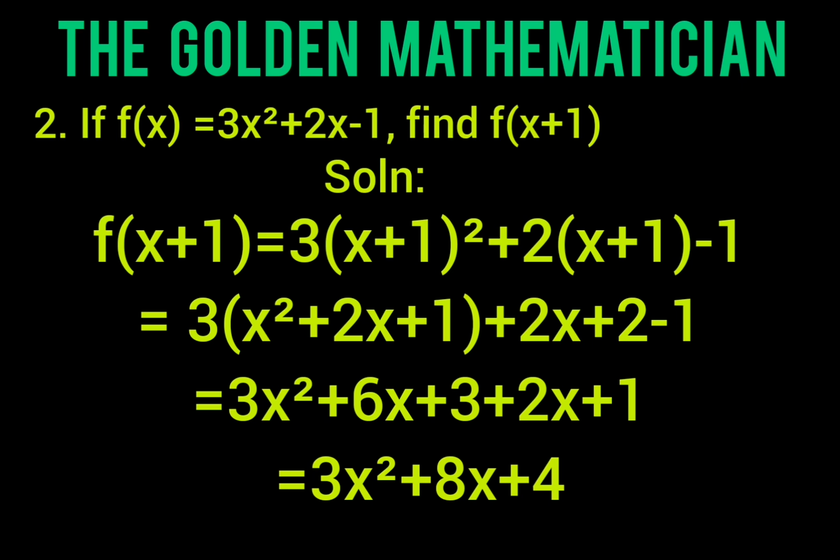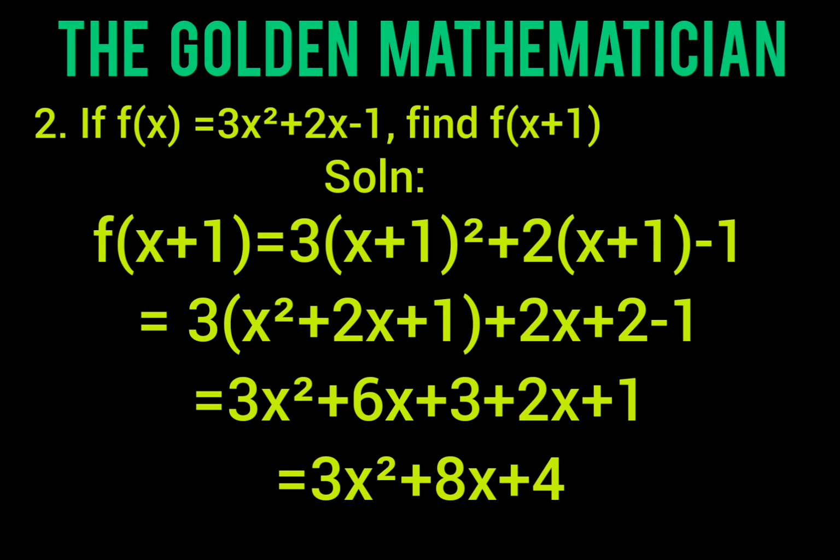And by the time we collect like terms, we are going to get our final answer, which is f of x plus 1 is equal to 3x squared plus 8x plus 4. I hope that is clear. Okay, if it is truly clear, let's solve another example on that same question. Let's find f of 4. Now how are we going to find f of 4? Let me leave that to you.